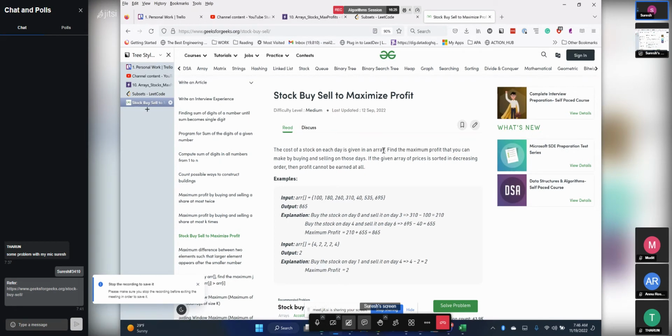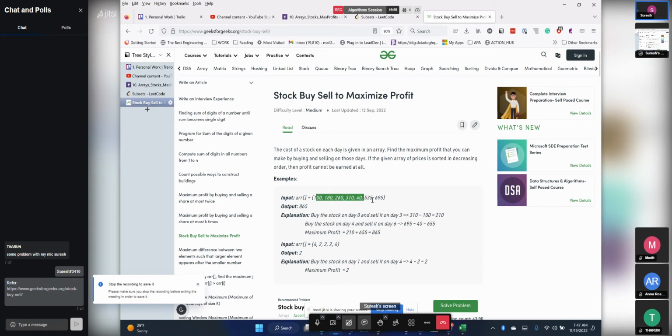So this is a very basic thing. Let's say what they are saying is the cost of stock on each day is given in an array. This is an array which has the cost of a particular stock. Let's say these are the costs of some company in India, like Tata, TCS, or Infosys, right? These are the costs of the Infosys stock on day one, day two, day three.